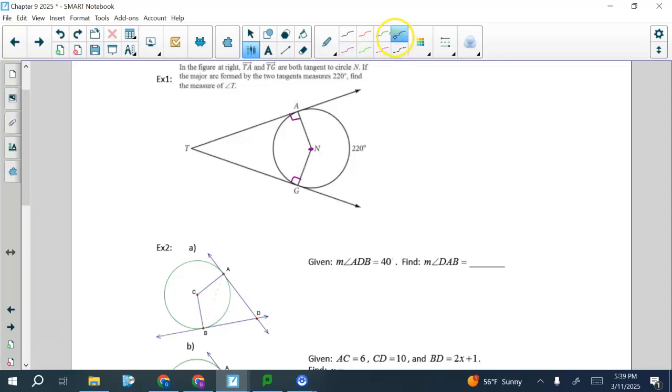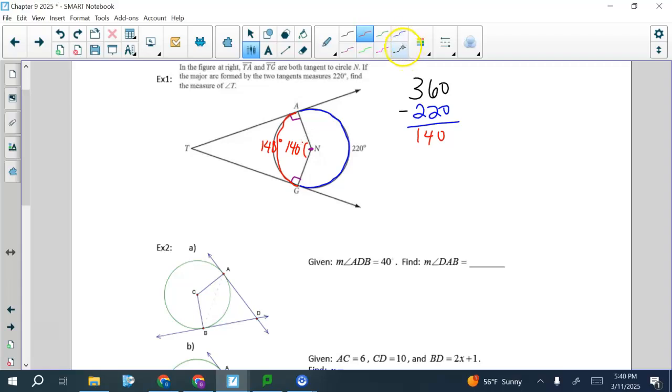Now we've got to use some of our ideas of the arcs. So this arc over here is 220. Well, we can find the leftover on the circle. What is that leftover? We can take 360 for a whole circle minus that blue one, 220, and see that we would be left with the red one being 140. So that red arc there is 140 degrees. Well, if I know the arc, now I know the central angle, 140 degrees.